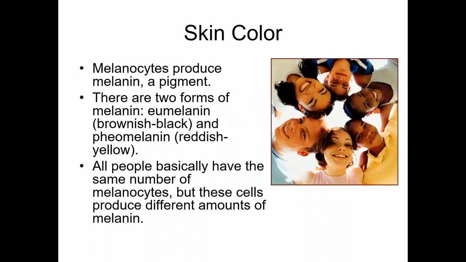One of the things that we always notice about the skin is that it differs from person to person. And one of those ways that it differs is in pigment. The pigment of your skin is produced by melanocytes. There are two forms of melanin, the pigment: eumelanin, which is kind of a brownish black color, and pheomelanin, which is kind of a red-yellow color.